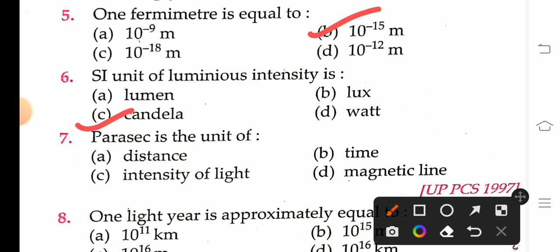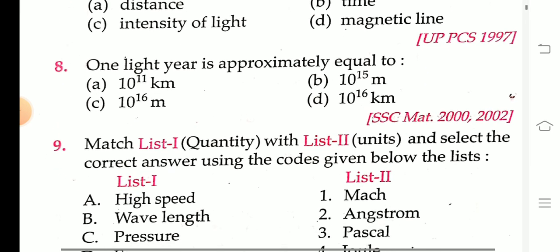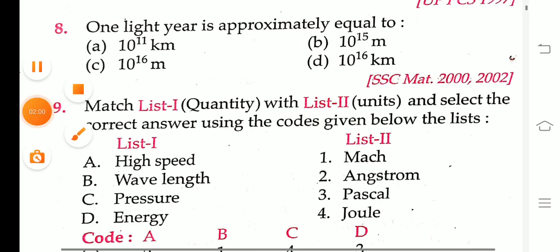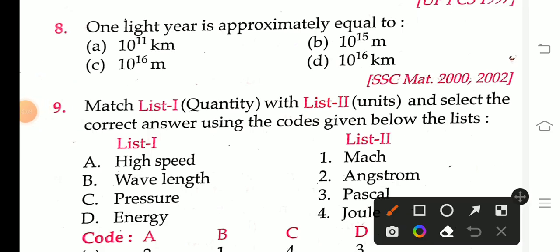Parsec is the unit of distance. One light year is approximately equal to 10 to the power 16 meter. Match list 1 quantity with list 2 units and select the correct answer using the codes given below the lists.